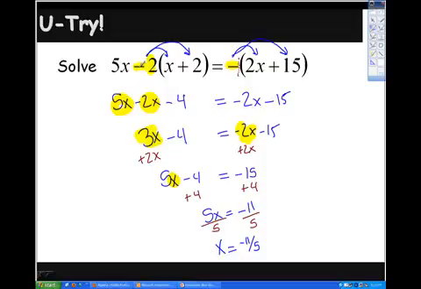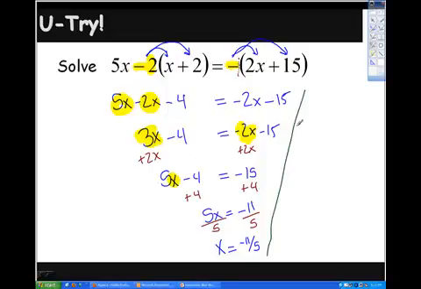First, let's just do a quick check to see if we can find a mistake. Distributed, that looks good. Distributed, that looks good. Combined, that looks good. Let's see. We added this over, that looks good. We added that over, that looks good. So let's go ahead and plug it in and see if it works.